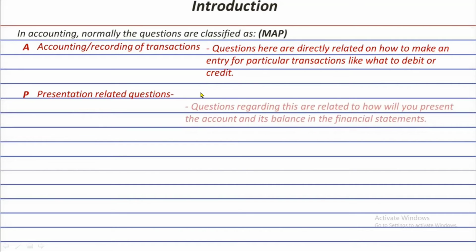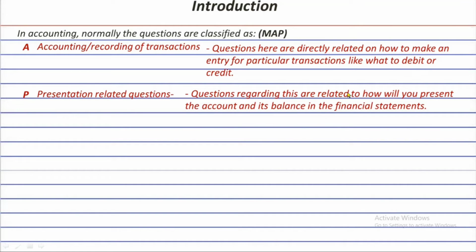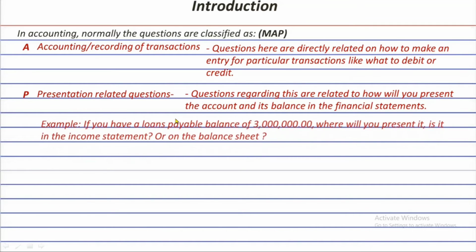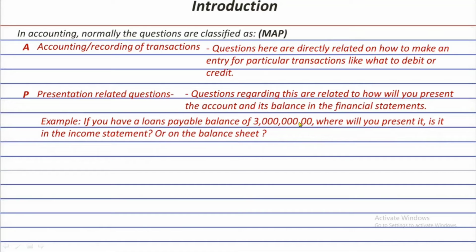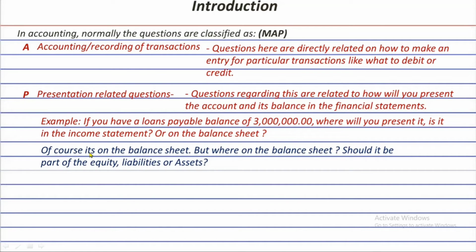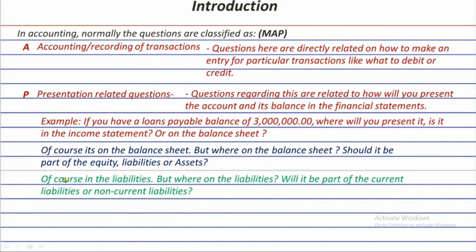And lastly, we have the P, which is the presentation related questions. Questions regarding this classification are related to how you will present the account and its balance in the financial statements. For example, if you have a loans payable balance of 3 million, where will you present it? Is it in the income statement or on the balance sheet? Of course, it's on the balance sheet. But where on the balance sheet? Should it be part of the equity, the liabilities, or the assets? Of course, it's part of the liabilities. But where on the liabilities? Will it be part of the current liabilities or the non-current liabilities?